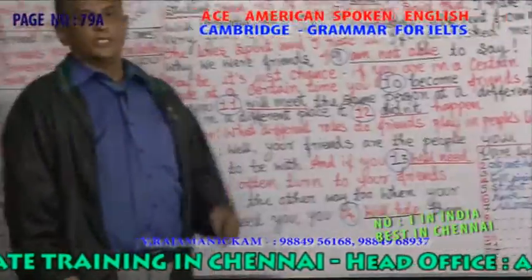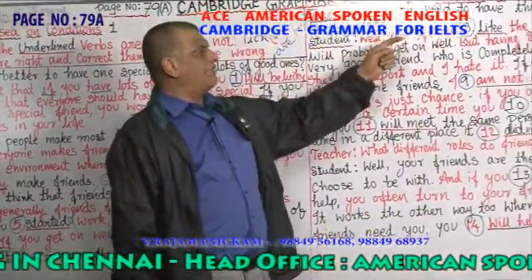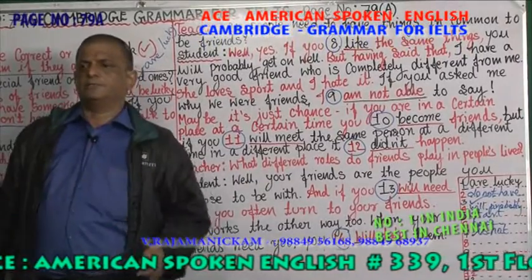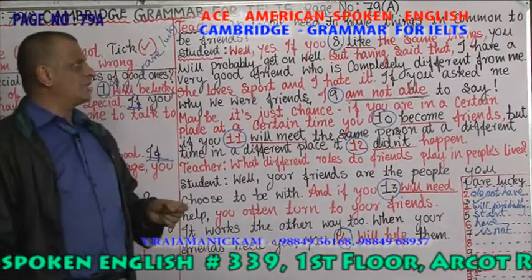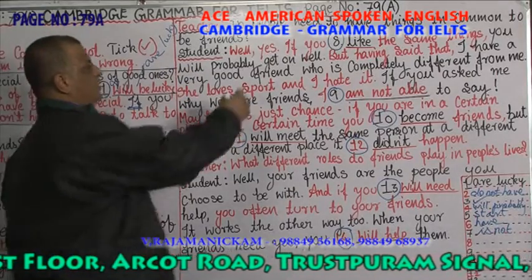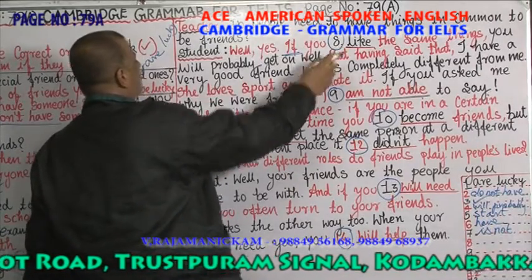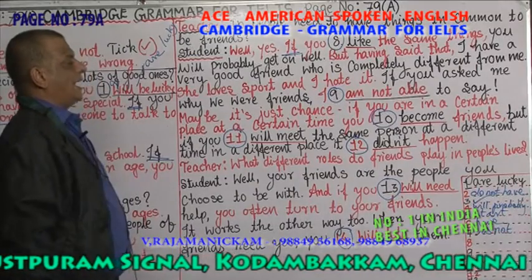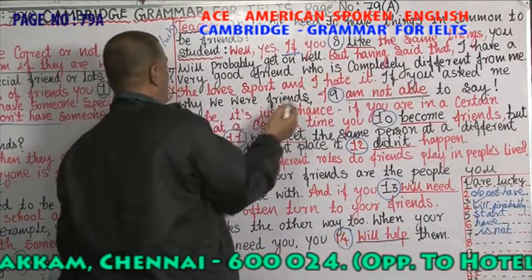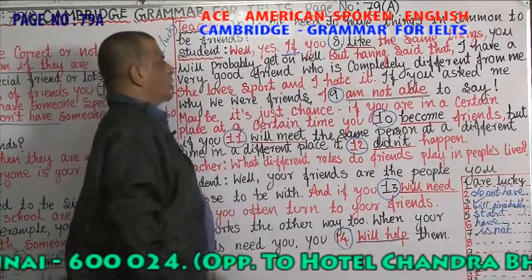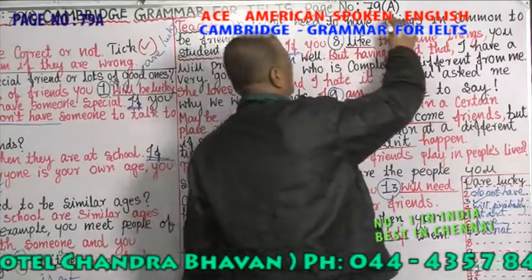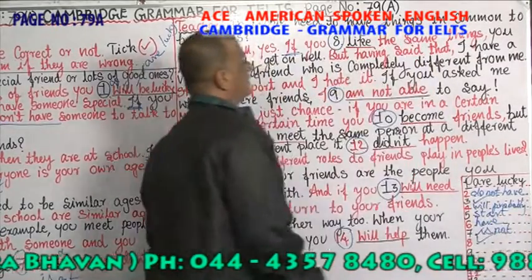Now coming here. Teacher asks, do people need to have things in common to be friends? Should people have some things in common? Then the student says, well, yes. Once again, the sentence has if. If you like the same things, you will probably get on well. But having said that, I have a very good friend who is completely different from me. She loves sport and I hate it. So, eight, if you like the same things, is it right? Yes, if you like. Number eight, if you like, is correct.